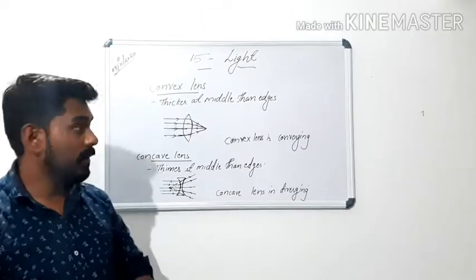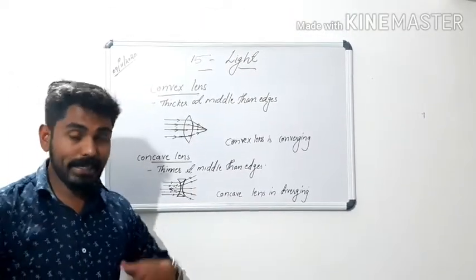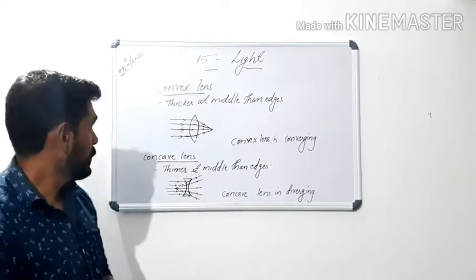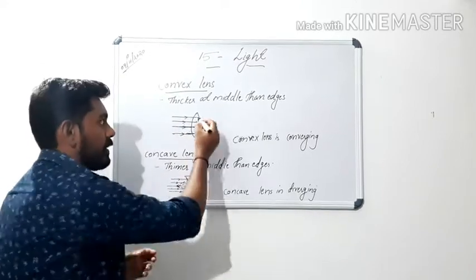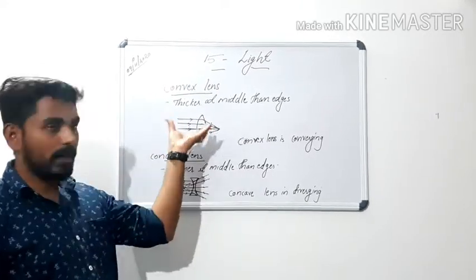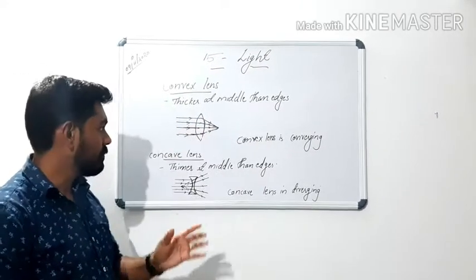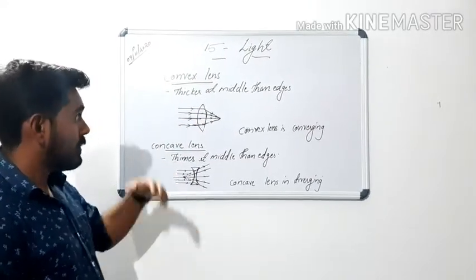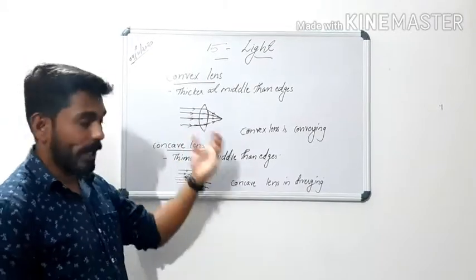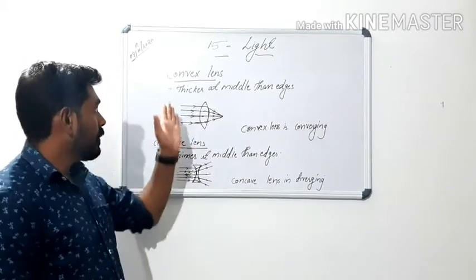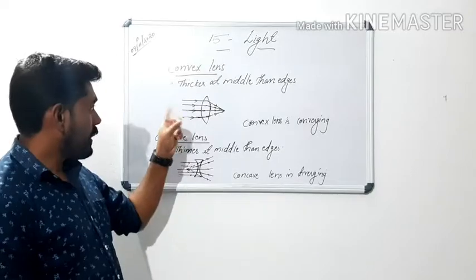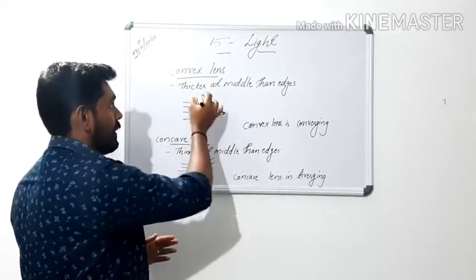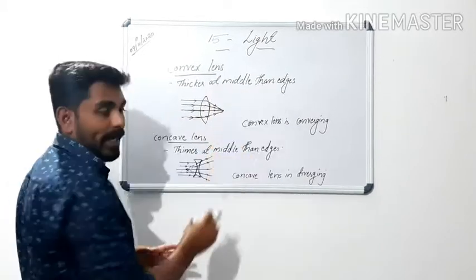Okay, now let's learn in detail about the convex lens and the concave lens. Here I have drawn a ray diagram of concave and convex lens. I am also going to explain how the image is formed. What is a convex lens? A convex lens is a transparent medium that is thicker at the middle than at the edges.